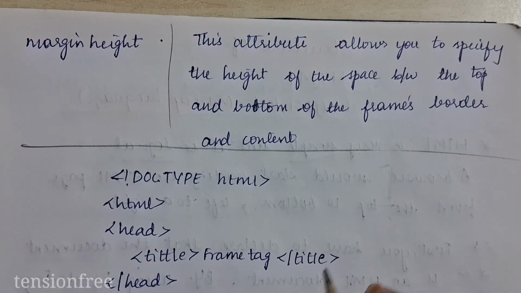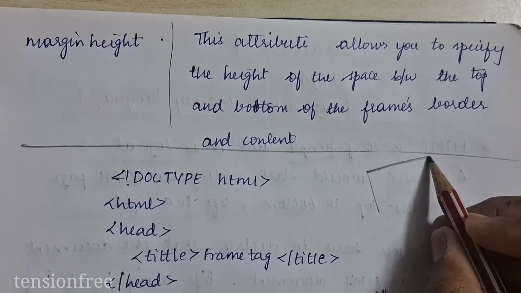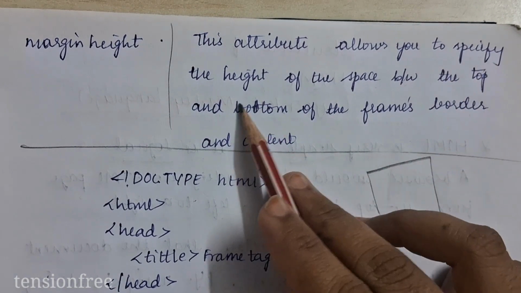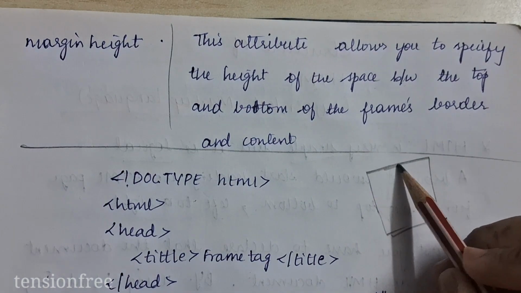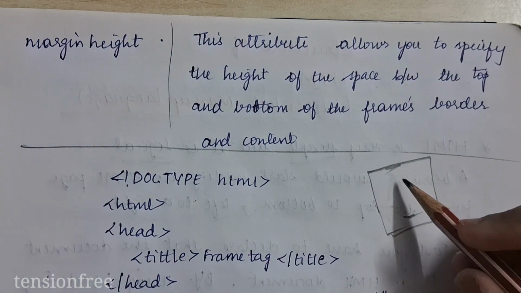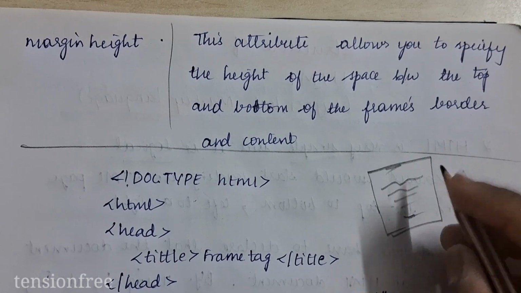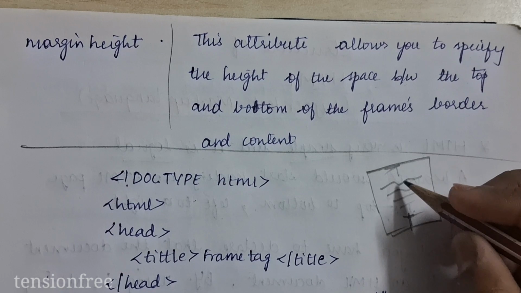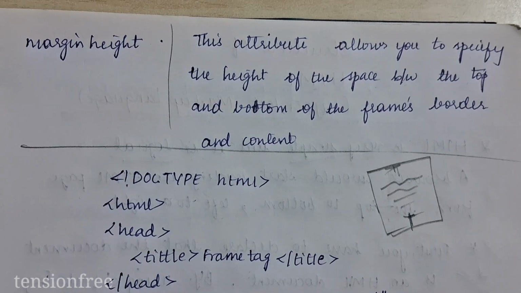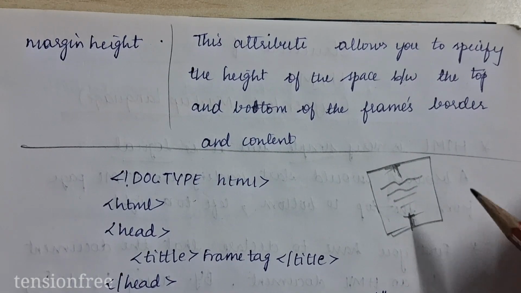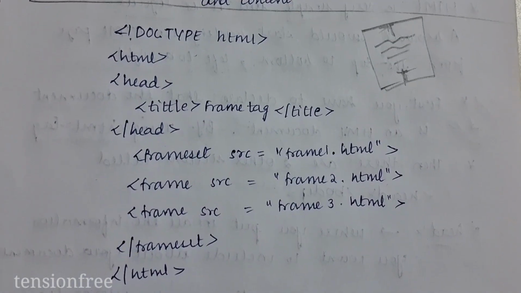Next thing is margin height. When there is a web browser like this, it specifies the height of the space from the top to the bottom of the frame and the body, between the border and the content. In the previous attribute, the space was defined from left to right. Here it allows the space between the top and the bottom. Let's look into the example.